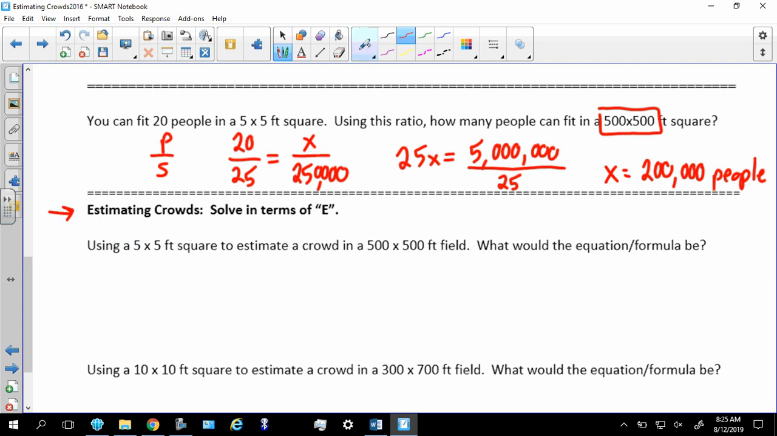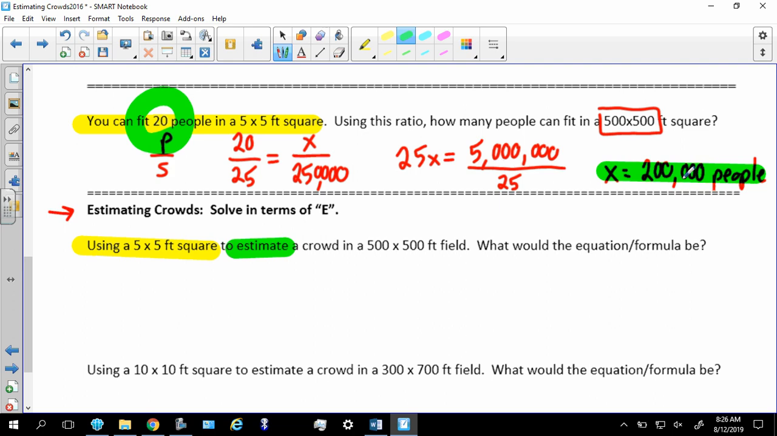Now, if you notice in this first part, it says you can fit 20 people in a 5 by 5 foot square. Now here it says using a 5 by 5 foot square. It doesn't say anything about how many people can fit in this square. All right, so what we have here is a situation where we're going to have to estimate what we're doing. Because here it's more of, I mean, I guess you can make an argument that yes, 200,000 people is an estimate, but this is a more refined estimate because we were given 20 people can fit.